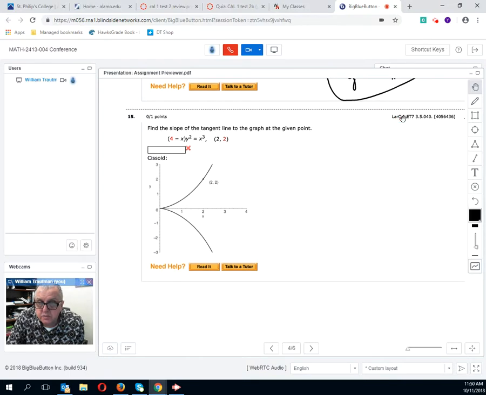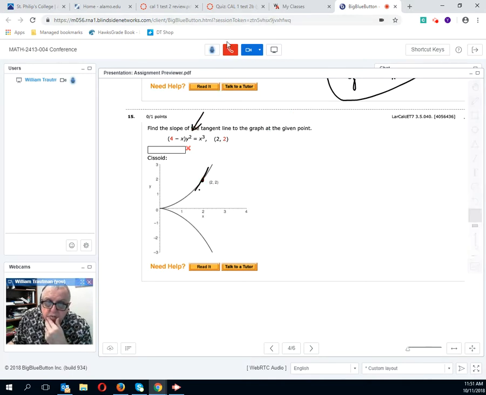Okay, so here's one. Find the slope of the tangent line to the graph at the given point. So we want to find this slope right here. What's the slope of that line at that point? We need to take the derivative of this, so we're going to use implicit differentiation.